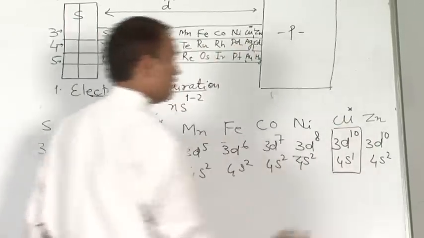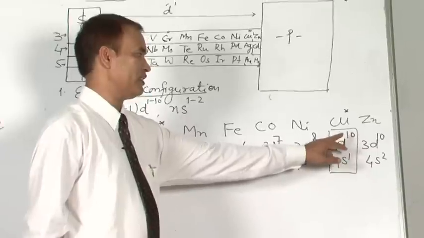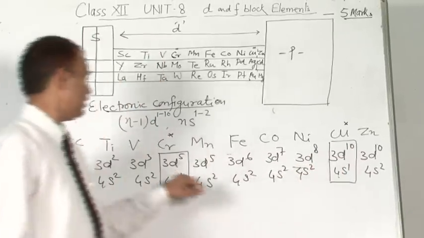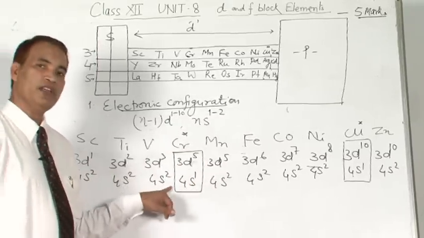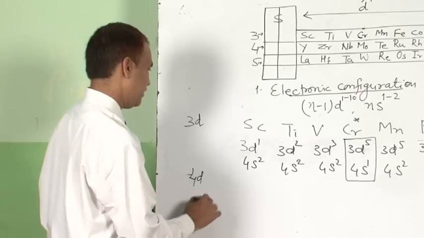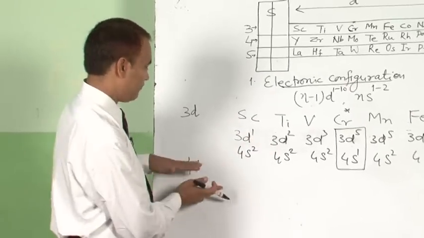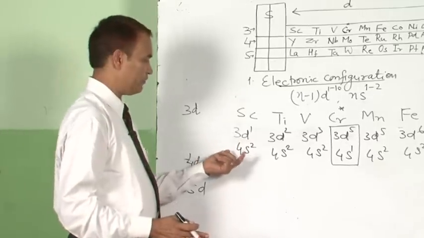This is due to stability. Half filled is more stable than the other configuration. Completely filled and half filled are more stable. So instead of 3d9 4s2, it is 3d10 4s1, and here instead of 3d4 4s2, it is 3d5 4s1. And in the 4D series, we will find 4d1 5s2. So in place of 3, it will be 4, in place of 4, it will be 5.